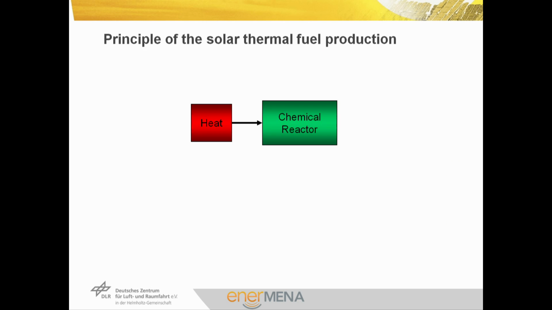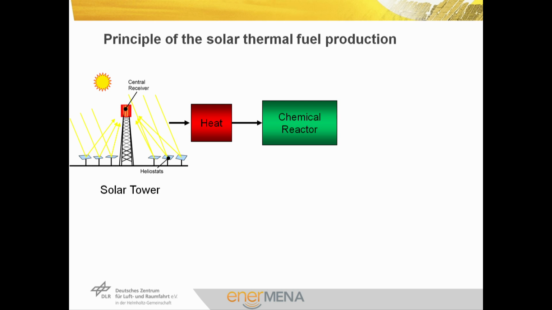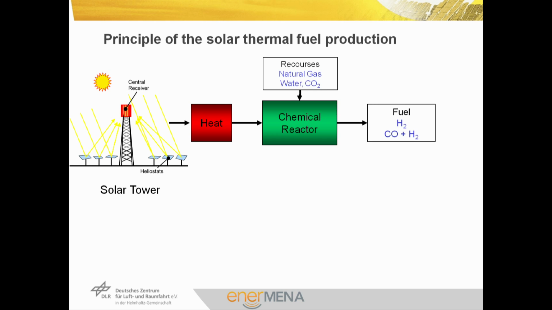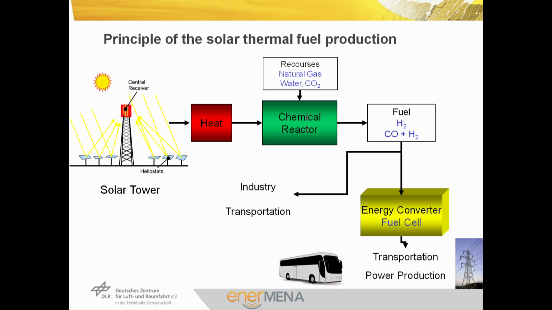How would we use such solar towers then for solar chemical installations? We need the heat, we need the chemical reactor, and we produce the heat by our solar tower. And then we add in our chemical reactor our resources like natural gas, water or carbon dioxide, and produce in the reactor our fuels like hydrogen or syngas. And from there, we can either use this mixture directly for industry or for transportation, or we can convert it into fuels and then use the fuel in, for example, a fuel cell for energy production, but also to generate other materials that can be made from the solar fuel.